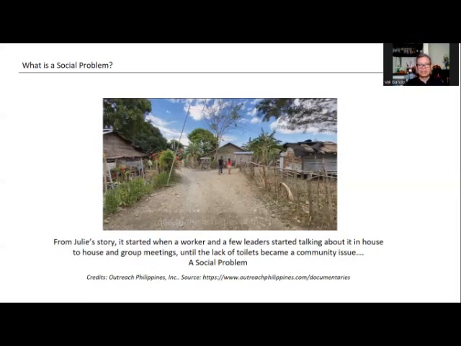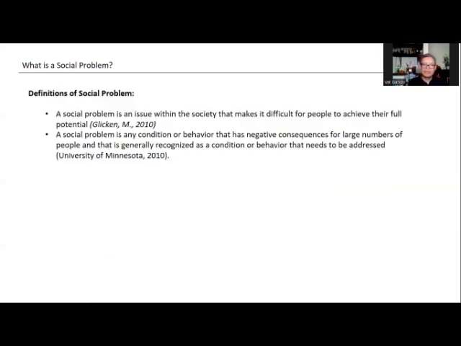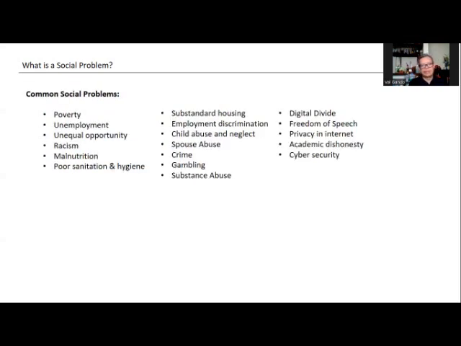What is a social problem? Here are some definitions. Glicken defines a social problem as an issue within the society that makes it difficult for people to achieve their full potential. In the article Social Problems, Continuity and Change, a social problem is defined as any condition or behavior that has negative consequences for large numbers of people and that is generally recognized as a condition or behavior that needs to be addressed.